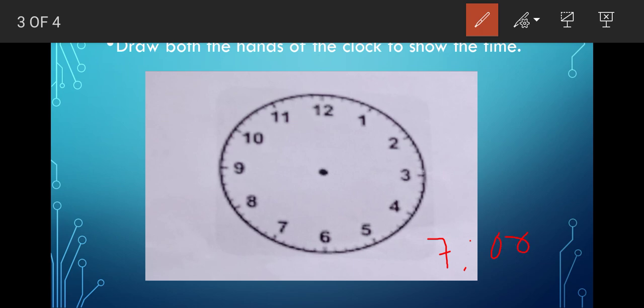So how you will draw? How you are going to draw? So your smaller hand will be the hour hand, isn't it? 7 means 7 hours you have to draw. So the smaller hand will be at 7 and the longer hand will be at 12 o'clock. Alright? So that is the first question.